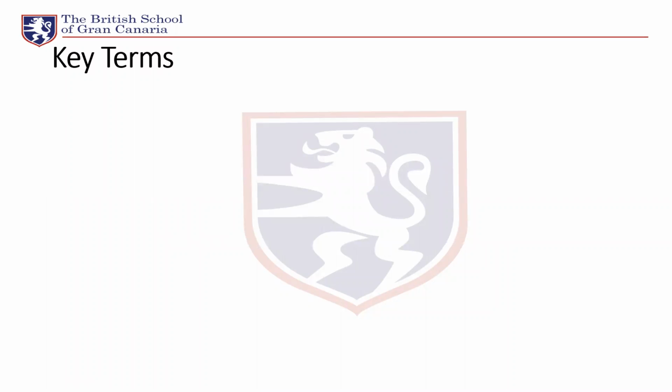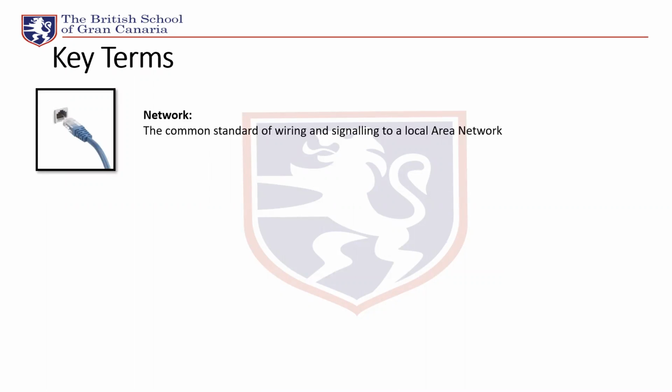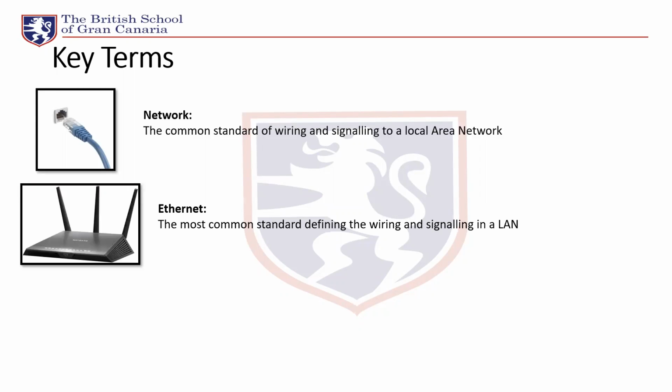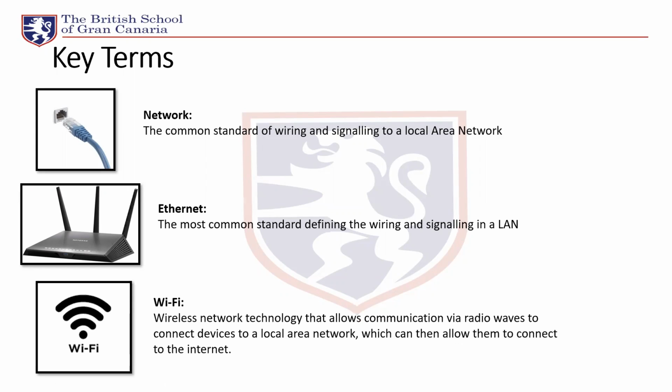So let's look at some key terms first. Network: this is a common standard of wiring and signaling to a local area network. As you can see, there's the Ethernet cable there, and that's one of the wires used for the signaling. Then you've got Ethernet, the most common standard defining the wiring and the signal in a LAN. And then you have Wi-Fi. This is the wireless network technology that allows communication via radio waves to connect devices to a local area network, which then can allow them to connect to the internet.